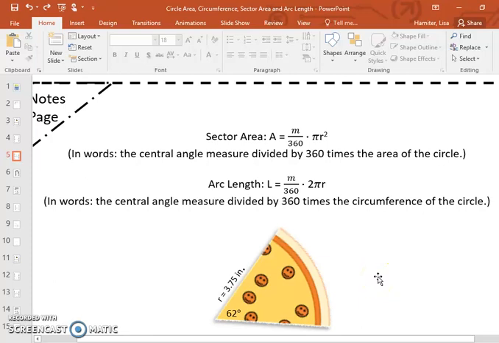So now I want to find sector area and arc length. These have to do with pieces of a circle. A good example is a piece of pie, or a piece of pizza pie.